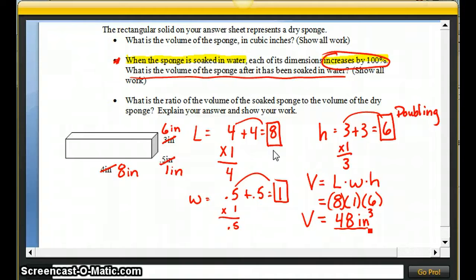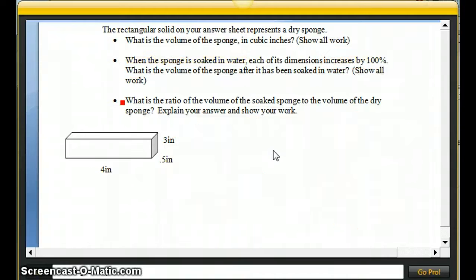The third bullet says, what is the ratio of the volume of the soaked sponge to the volume of the dry sponge? And on a ratio question, it's very important that you pay attention to the order. The soaked sponge is the one that comes first, and then the dry sponge. So the volume of our soaked sponge was our second bullet, that's the 48 cubic inches. And the volume of the dry sponge was the original one, which was the 6.